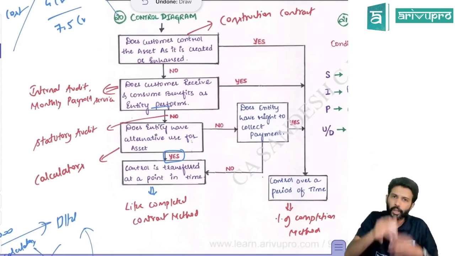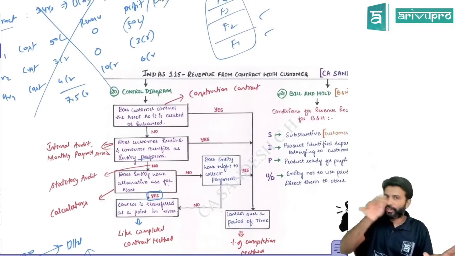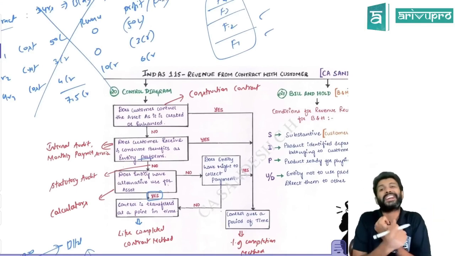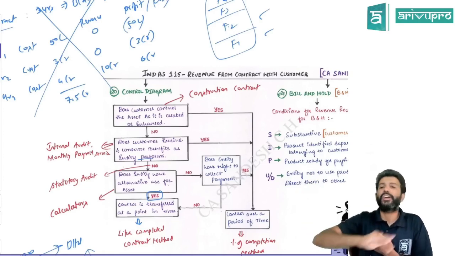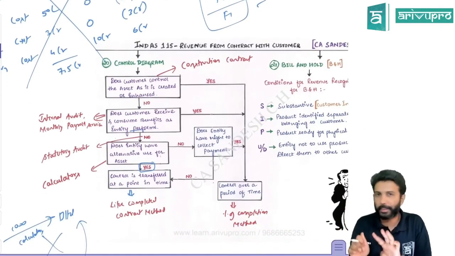That is the reason. So just to sum up, simple, they've given a few parameters. What are the parameters again? Does the customer control the asset as and when it is created? This is true in case of a construction contract. If the answer to that is yes, you will say control is transferred over a period of time. If it is over a period of time, you will go for the percentage completion method.